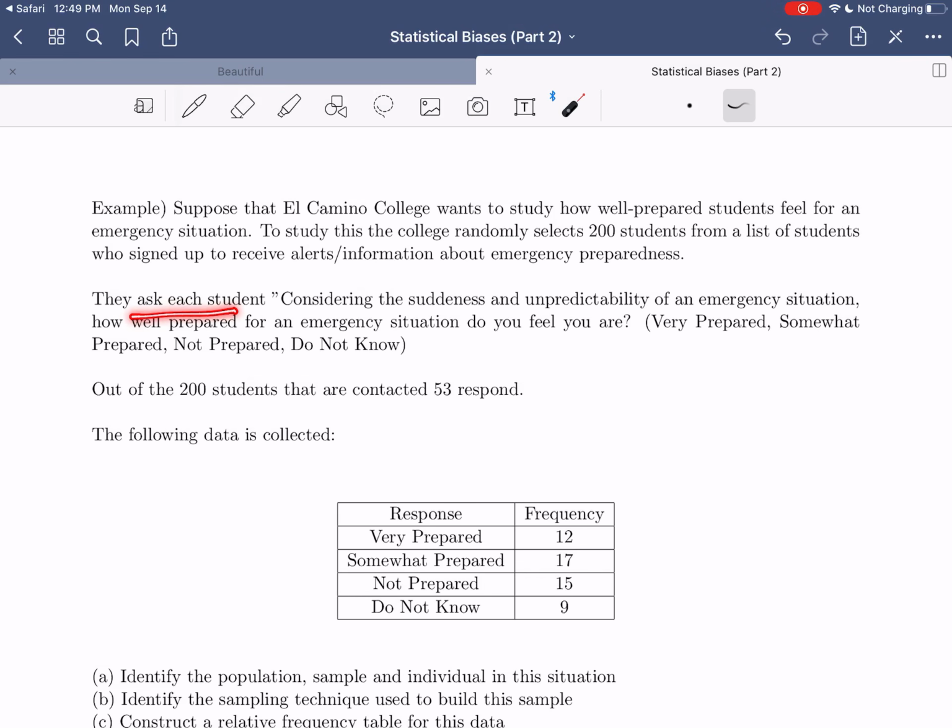They then ask each student, considering the suddenness and unpredictability of an emergency situation, how well prepared for an emergency situation do you feel you are? Very prepared, somewhat prepared, not prepared, or do not know. Out of the 200 students that are contacted, 53 respond, and we collect the following data. Notice that 12 people said that they were very prepared, 17 people said that they were somewhat prepared, 15 people said that they were not prepared, and 9 people said that they do not know how prepared they feel.